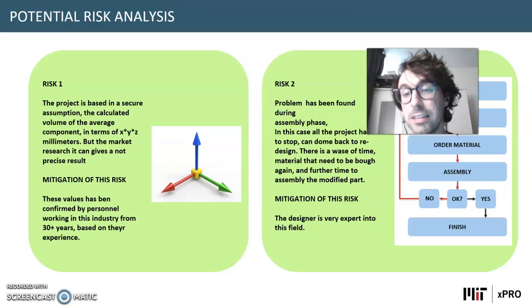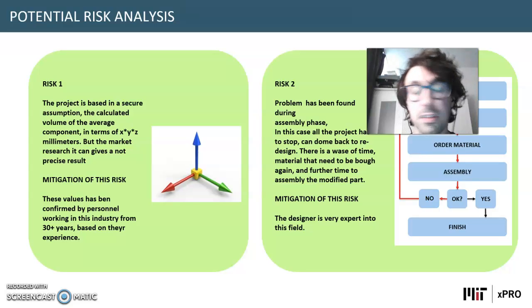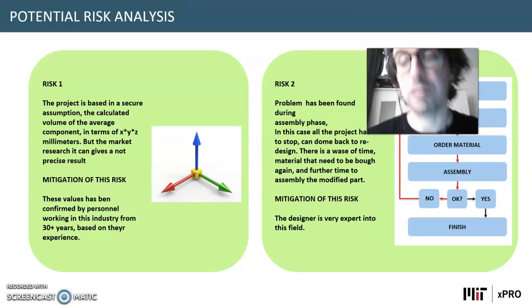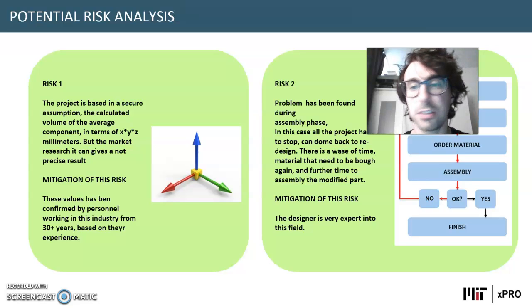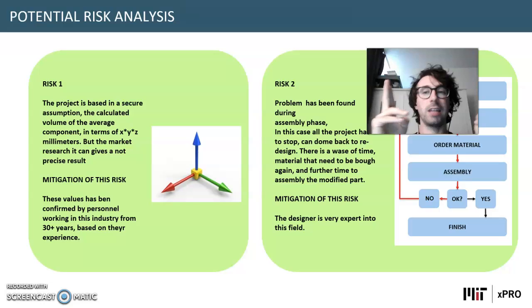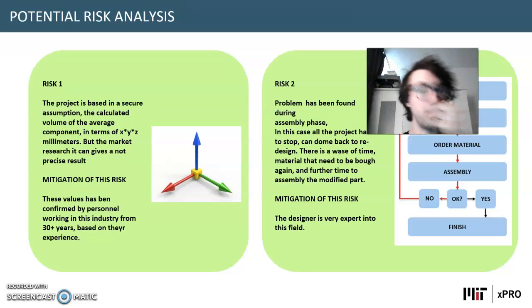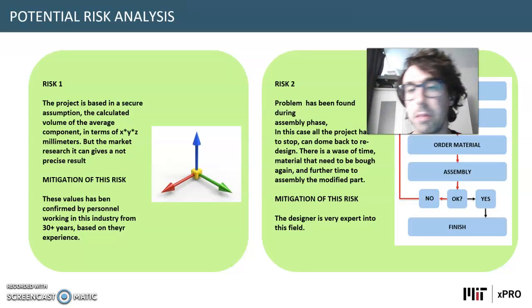So I analyzed a little bit of risk. The first risk is to start from a wrong value of machinable area, but I'm quite sure, because this value has been confirmed by a person who has been working in the industry for 30 years, and I asked them, in your life, what's the common size you machine? And they said like this. So the value is correct.